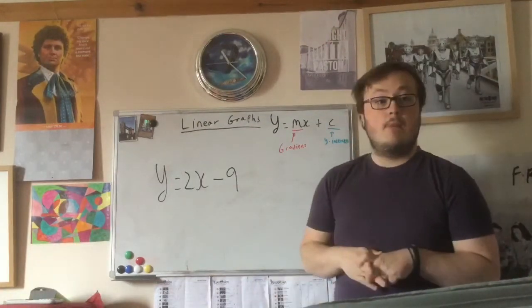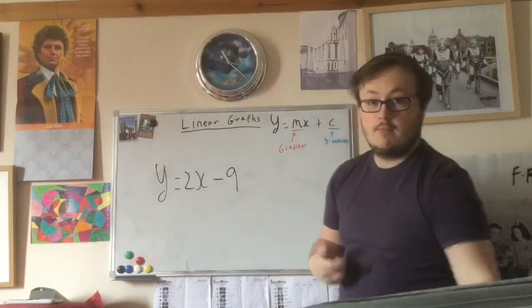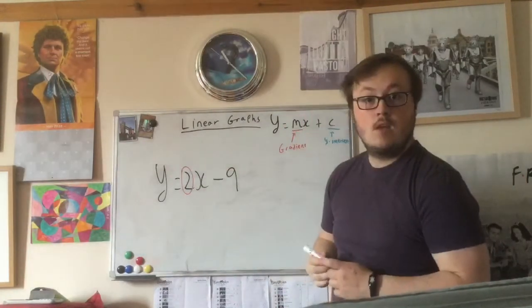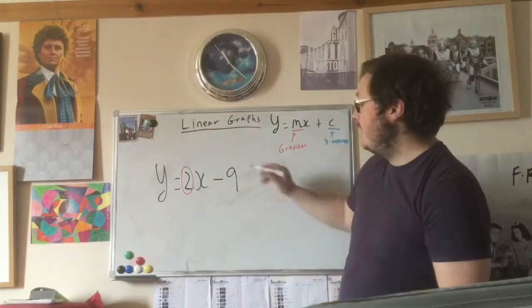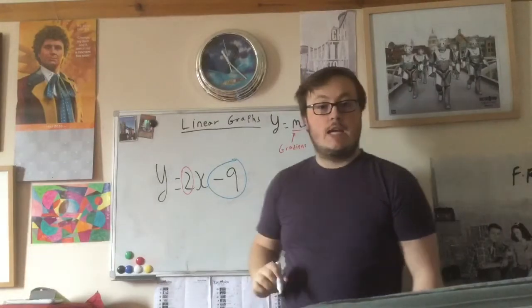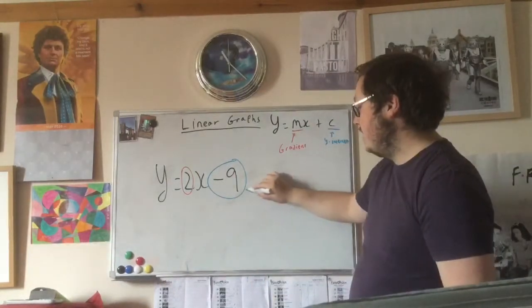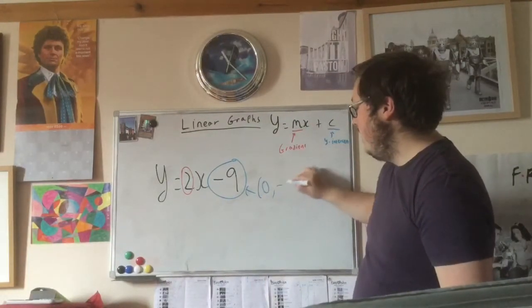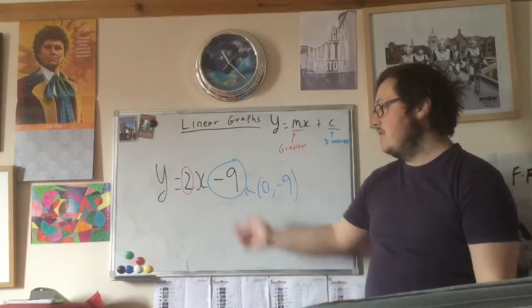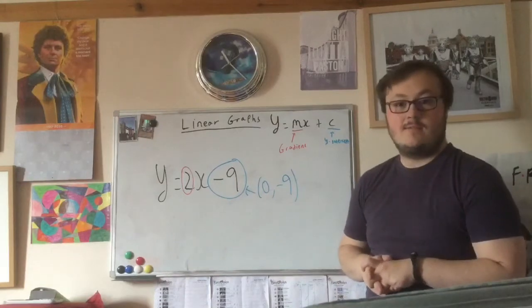Y equals 2x minus 9. Well, the gradient is the number in front of the x, which in this case is 2. What about the y-intercept? Well, the y-intercept is not 9, it's negative 9. So how we write our y-intercept is (0, -9), because it's not positive, because it's got a negative sign next to it.